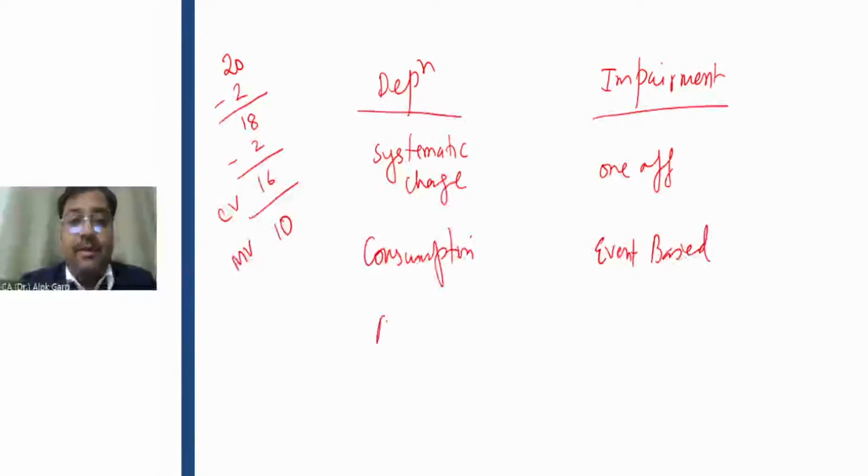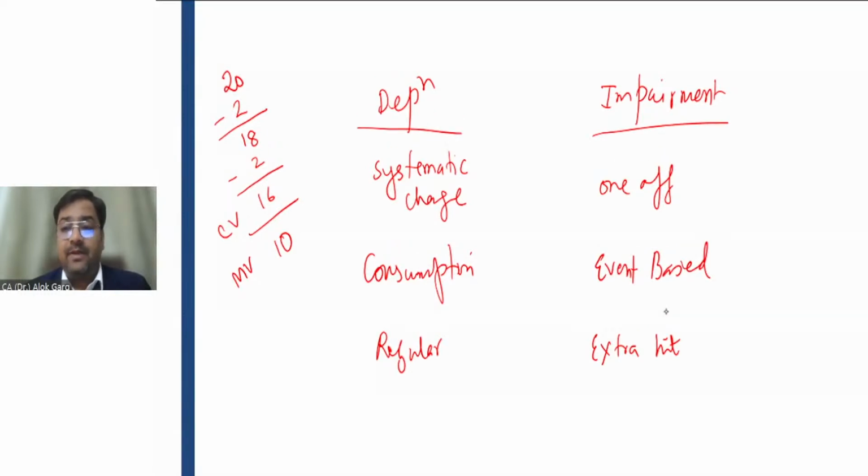When I talk about depreciation, it is regular. When I talk about impairment, it is an extra hit, an extra hit in the P&L, which is over and above depreciation. So have you understood the difference between depreciation and impairment?